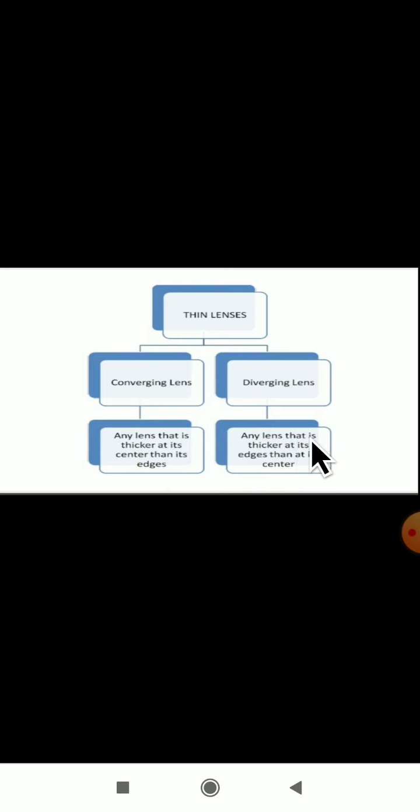Any lens that is thicker at its edges, here in the case of a diverging lens, the edges will be thicker. Any lens that is thicker at its edge will be thicker there than at its center. If you see the center part, the edge will be thicker, and the center part will be thin. This is about the converging and diverging lens.